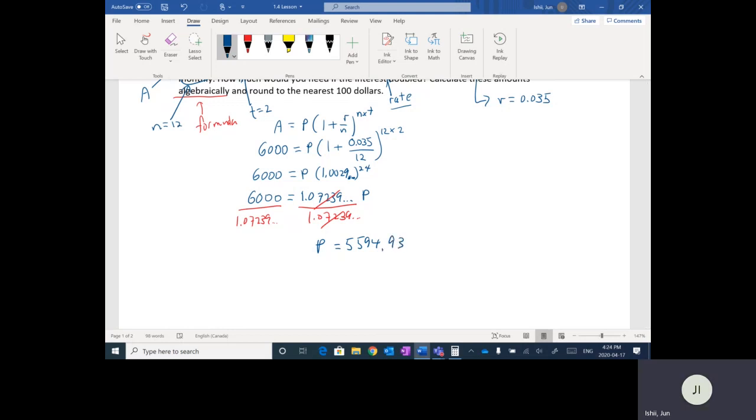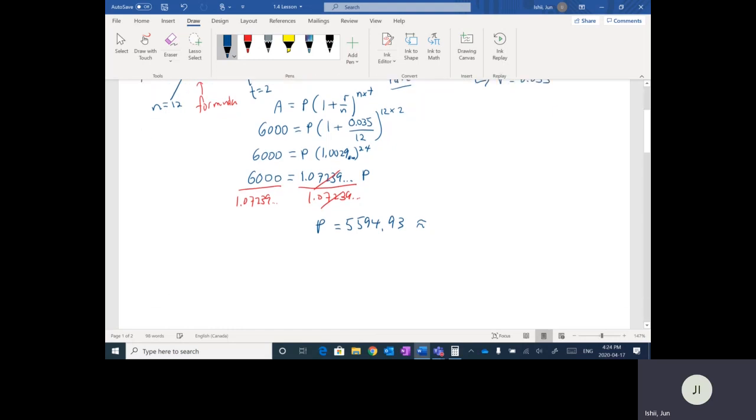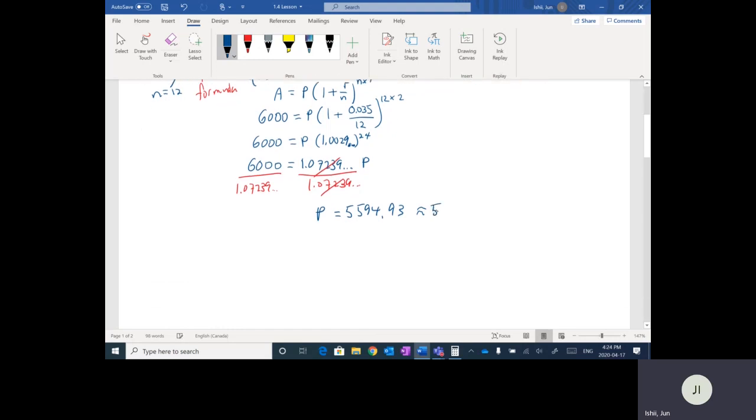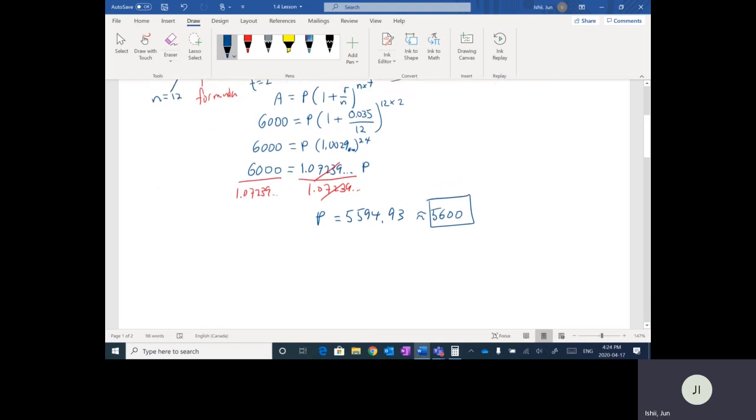Now, the question itself says here, round to the nearest $100. So this here I'm just going to round it. Let's do a squiggly line. So this is just rounding it, that would round to 5,600. Okay, so that would be the initial situation there.